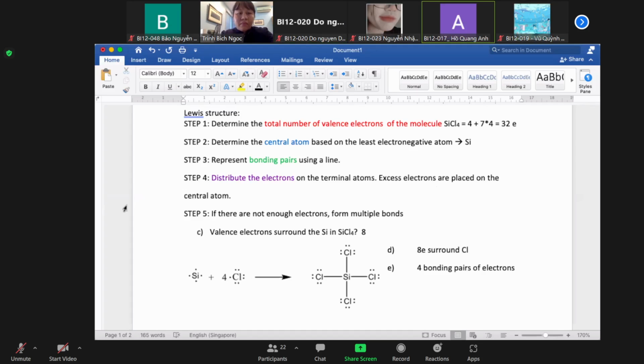Teacher, I have a question. For the bonding pair of electrons in question E, do we count the chloride pair or something else? We count the pair. This is a bonding pair. So we count one line as one pair? Yes, one. So the line here represents one bonding pair of electrons. This is a single bond. One line represents one bonding pair.